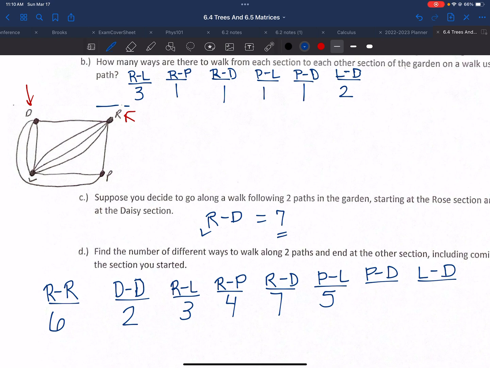And then Poppy to Daisy. I've got 1, 2 that way. So that's 1 path. I've got 1 that way. And I've got 1 that way. So Poppy to Daisy would be 1, 2, 3.